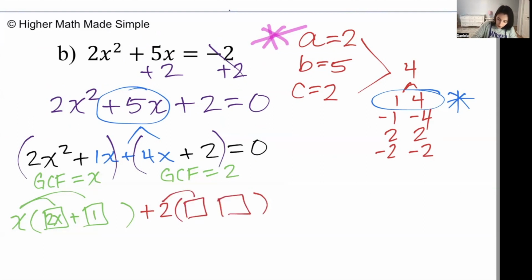So 2 times 2x is 4x squared. And then 2 times a positive 1 gives me 2, right? Remember, this is set equal to 0. So we're not done. There's actually 2 terms.